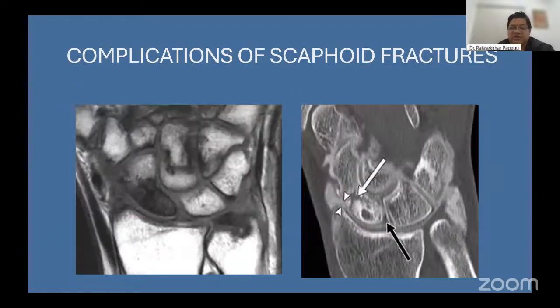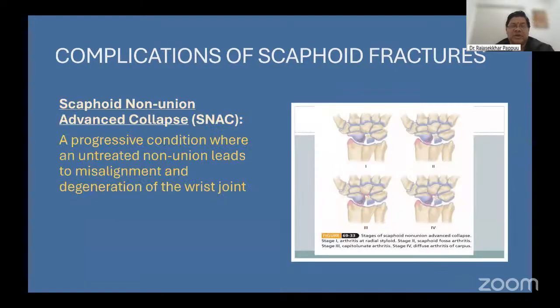Avascular necrosis is mainly diagnosed on MRI, where on T1 and T2 weighted images there is darkness, no fluid here. On CT scan, there are cystic changes, and also when there is a fracture, you see non-union of the fracture with fragmentation at the fracture site.